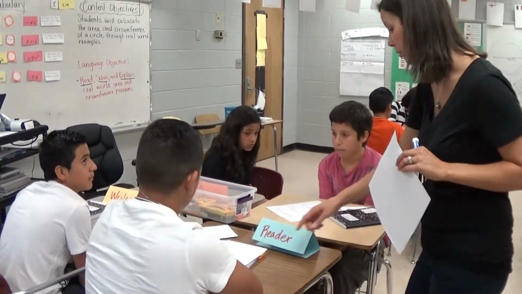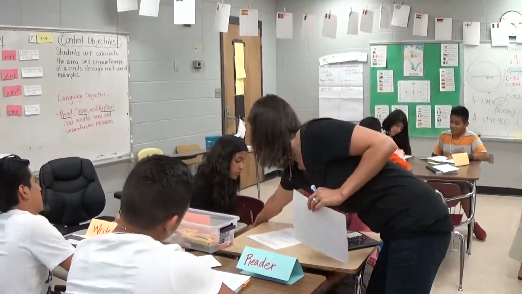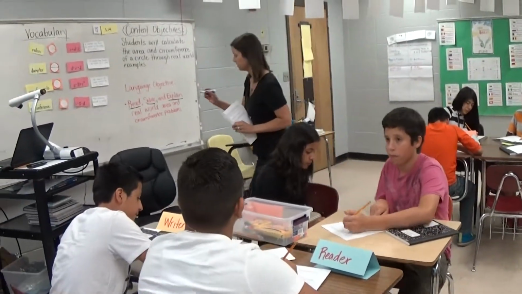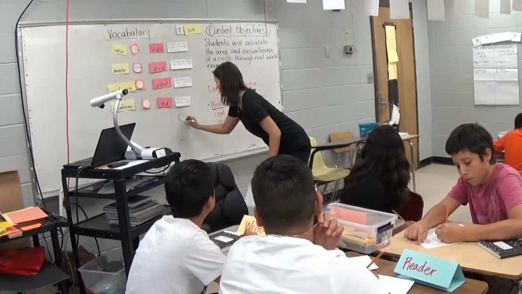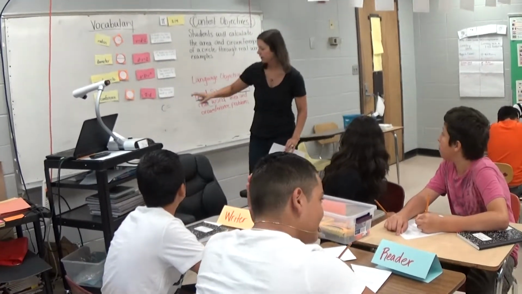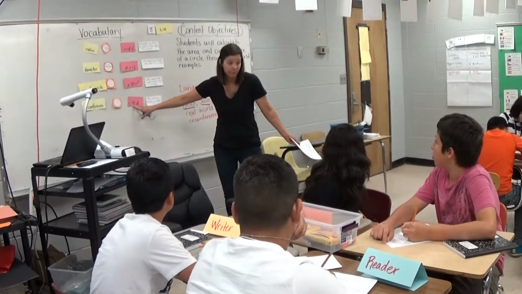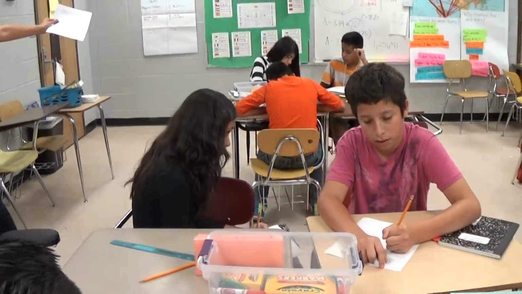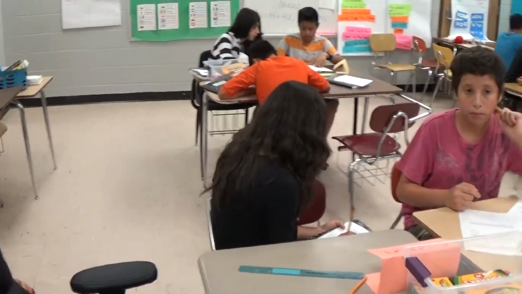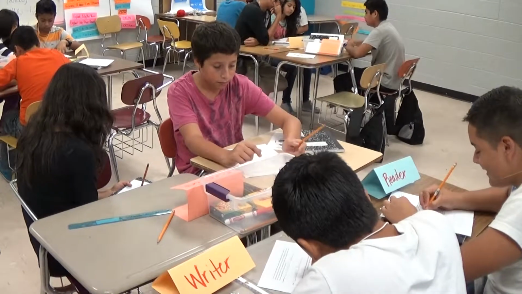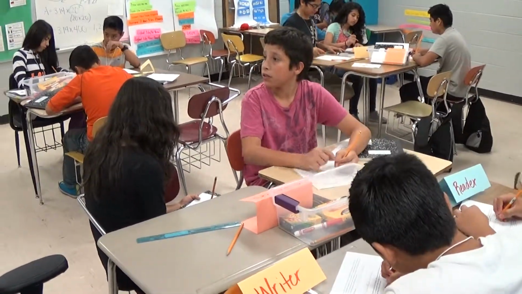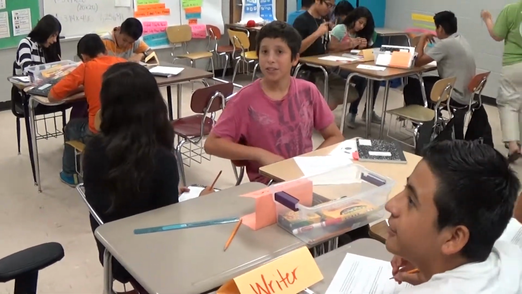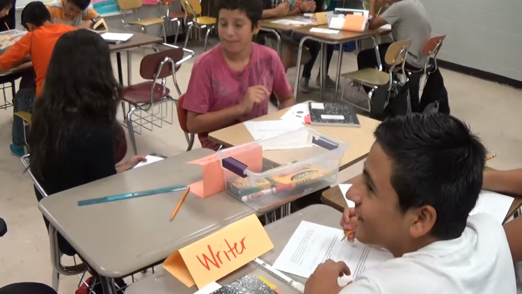Okay, so on the circumference line, we're going to put C equals. C equals pi, what do we know? 3.14. Times 7. What does that D stand for? Diameter, good. Okay, but hold on a second.